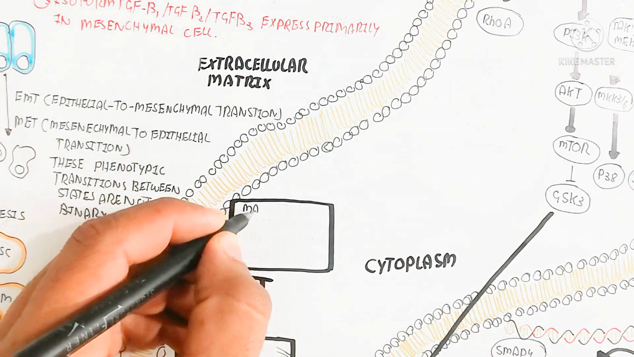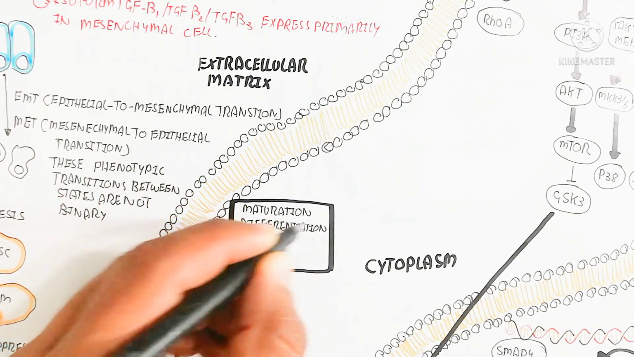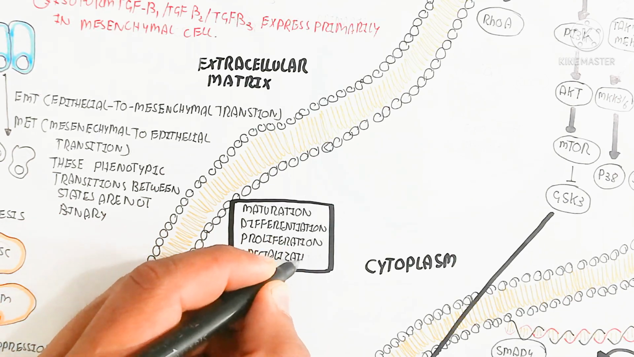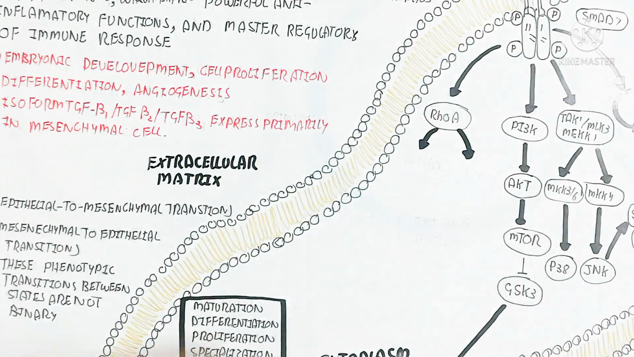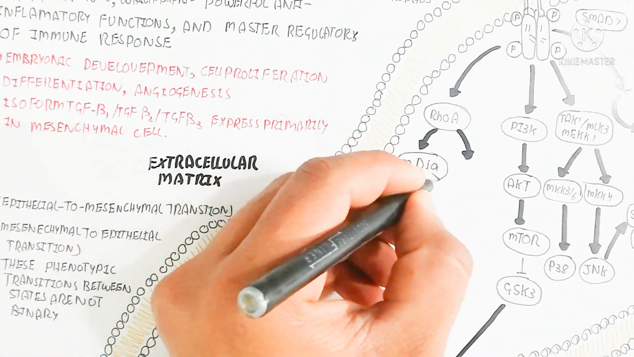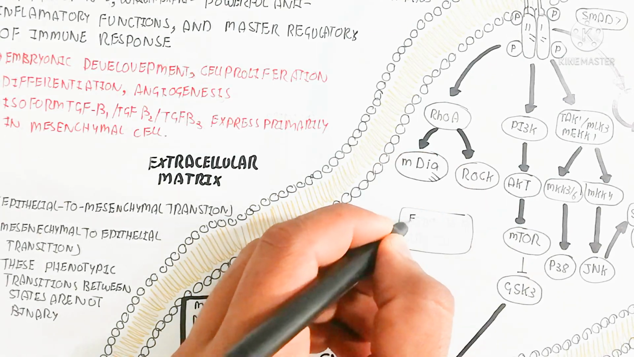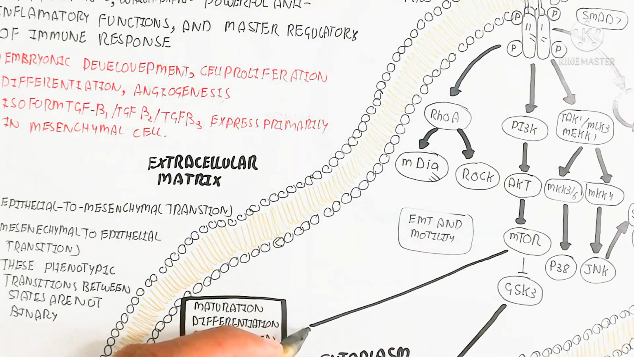But the glycogen synthase kinase 3 also inhibits the cyclin E. So in all of these things, the cell cycle progression will be inhibited. And the maturation, differentiation, proliferation and specialization will be inhibited by the cell cycle. So the cell cycle will inhibit. So the maturation, differentiation, proliferation and specialization will be triggered by the mTOR pathway.